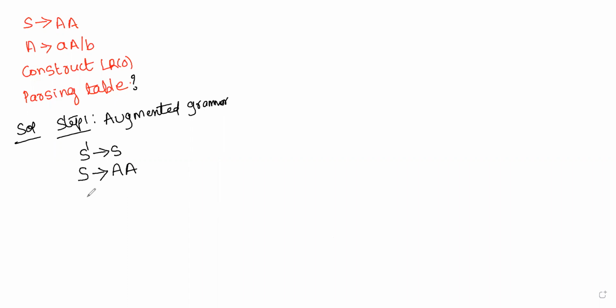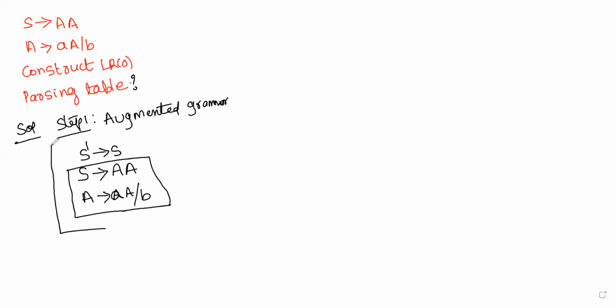Second production I am going to write. The second production is A tends to aA by b. So this is called the given grammar, and I am going to add the augmented grammar. This is called the given production. Now the augmented grammar is S dash tends to S. So this is the entire production. So first we need to add the augmented grammar. This is called the first step.